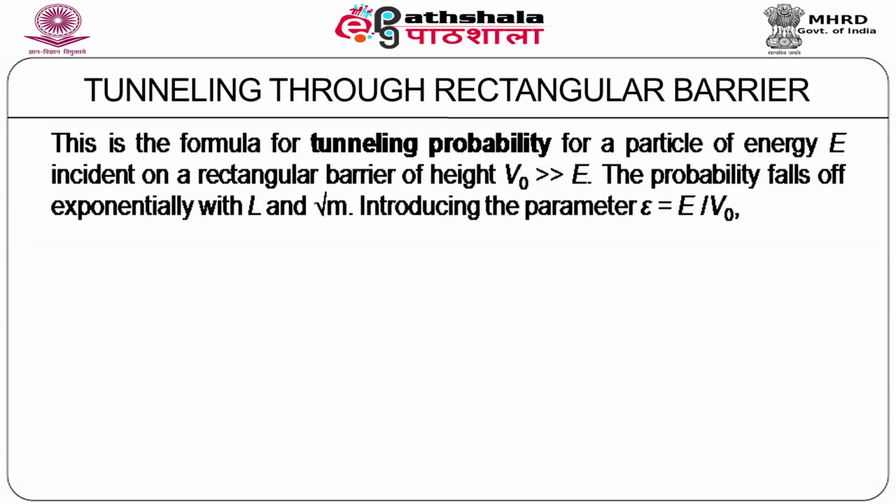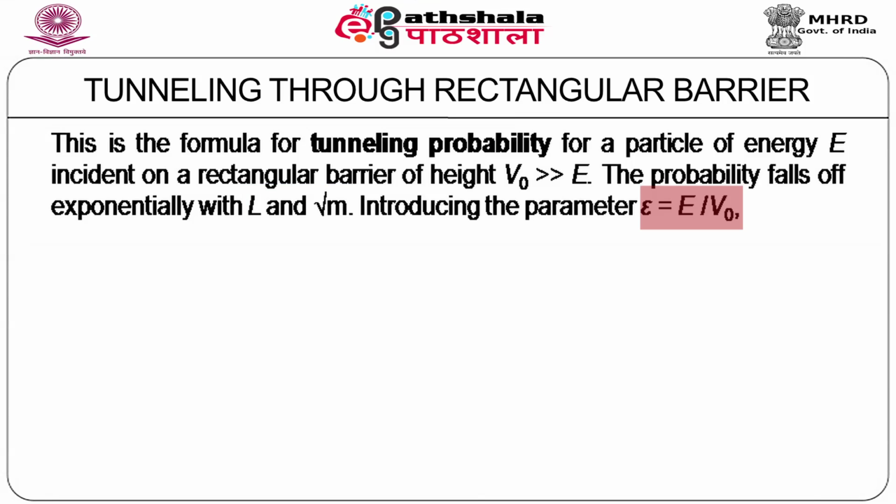That is, if you increase the width of the barrier L, then the probability will fall off very fast, and it will also fall off very fast if you increase the value of m. You see, under the exponential you have the factor root m. So if you take a heavier particle, it is more likely that it will be able to tunnel through.